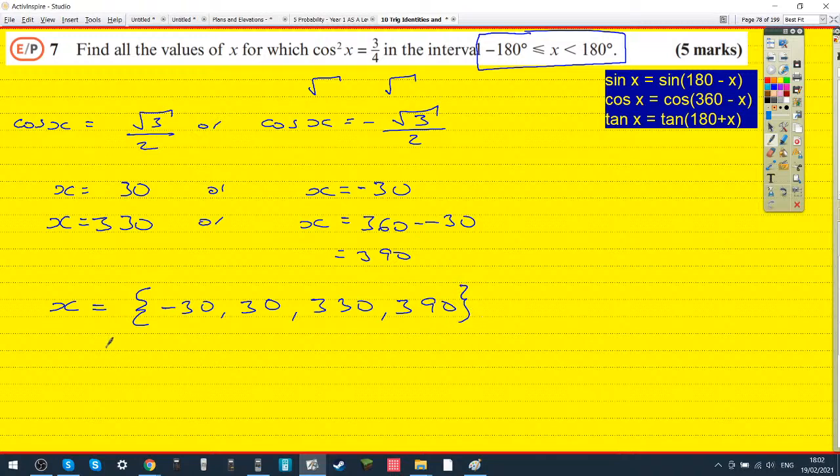330 and 390. Okay, so what can we do to make them in the range? Minus 360 to both of them. Yep. So minus 30 and minus 60. Hang on, so that's going to give you minus 30. This is going to give you plus 30. So are there only two solutions for this? Plus or minus 30?